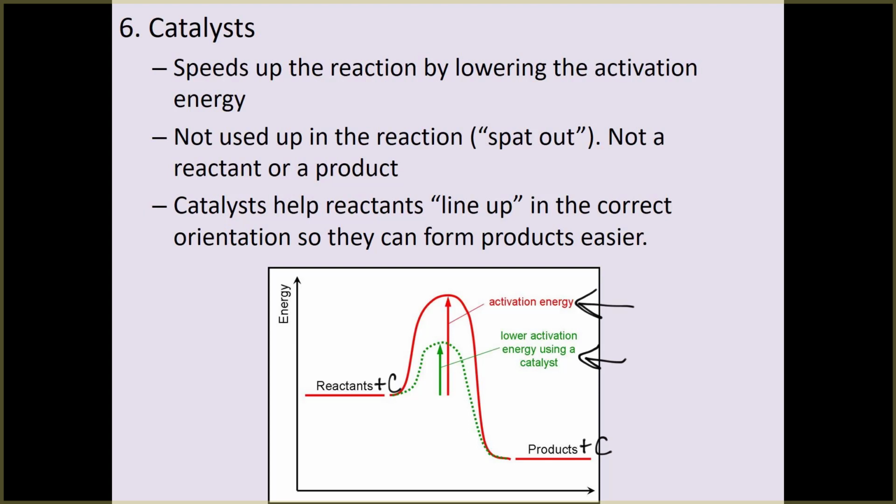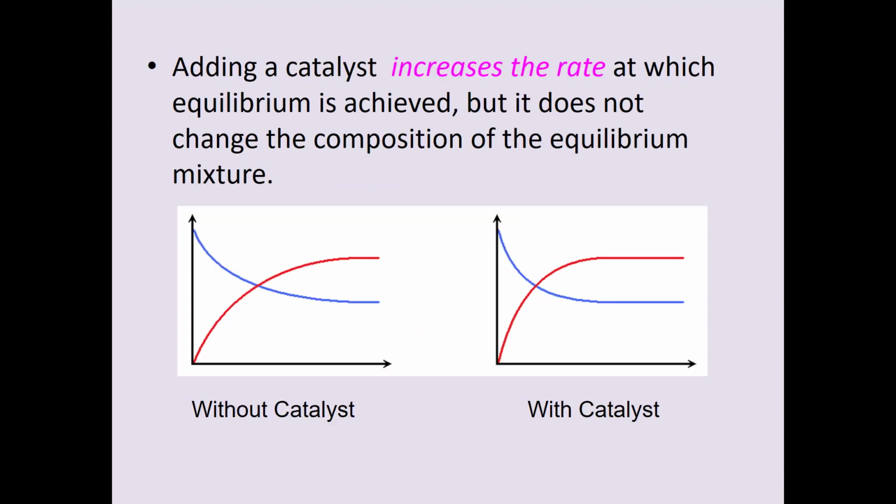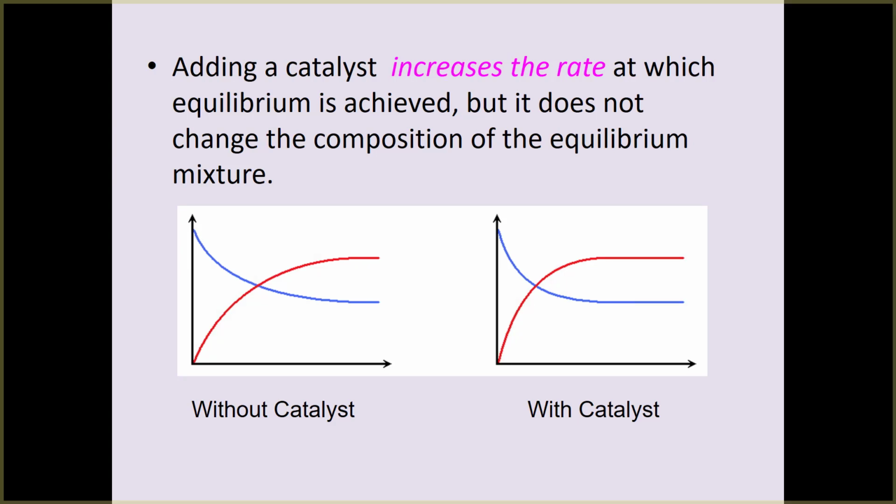Catalysts can help the molecules line up correctly, or again, they can have an alternate pathway to make the same product. What do catalysts have to do with equilibrium? Really nothing. All a catalyst does with an equilibrium reaction is get it to equilibrium faster. So you can see with the first diagram, I'm at equilibrium here. And the second diagram, I'm at equilibrium here. So a lot faster. So a catalyst scoots over that equilibrium point.